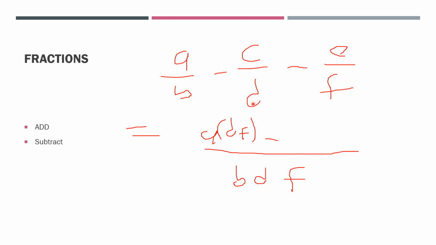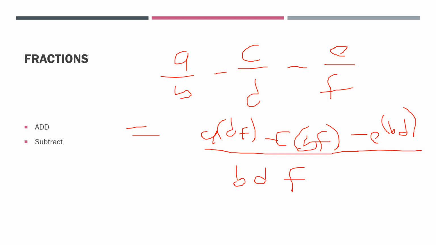And then we move to the next fraction. We have D here, so this D will cancel the D out, and we're going to be left with BF. This BF will multiply the C that is at the top, so it's going to be C multiplied by BF. We do the very same thing to the last number, keeping the subtraction. Here the denominator is F, and this F will cancel the F, leaving BD. This BD multiplies with E at the top, so we have E multiplied by BD. Okay, so this is how you add or subtract your fractions.